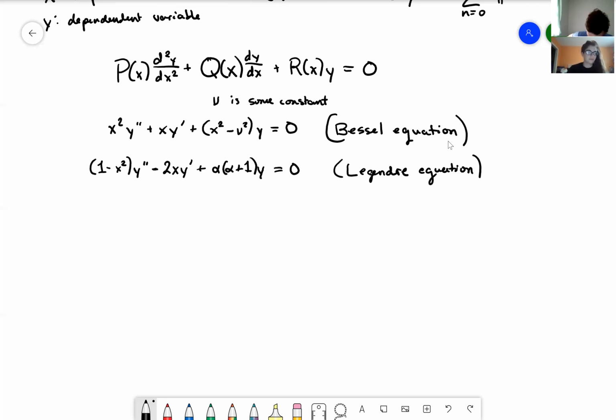And so in both of these situations, we have coefficients that are not constant. And in fact, we also have coefficients that are polynomials. And so this will make them particularly easy to deal with for the situations that we care about. So what we're going to start off with is working with the situation where coefficients are polynomials.